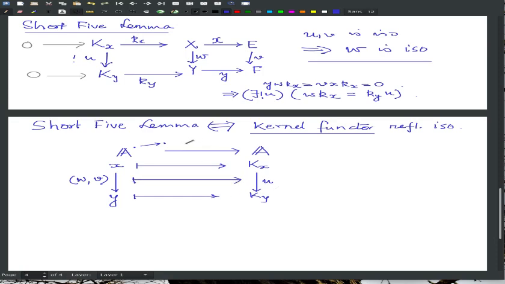Okay? And that is what I am saying, the kernel functor. Let me write it like this. Now what does it mean that the kernel functor is reflecting isomorphisms? The statement means whenever U is iso, W V is iso.